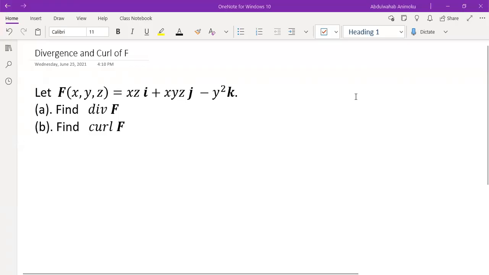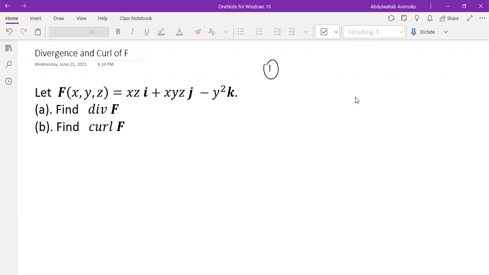In today's video, we're going to look at how to find the divergence and the curl of a vector function. So let's just get right into it. Now, we just need to understand the formulas that we use to find the divergence of a function. So let's just state both of them, for curl as well.